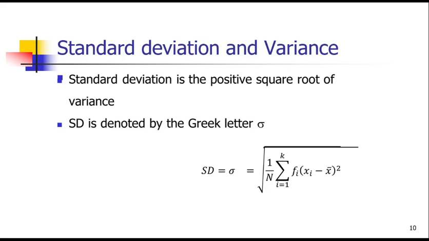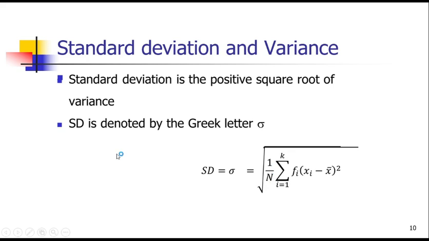Standard deviation is denoted by the Greek letter sigma, and here is the formula: it equals 1 by n, where n is the total frequency, multiplied by the summation of frequencies multiplied by the square of the deviation. The deviation of the mid xi from the mean, xi minus x bar, is the deviation. So this is the square of the deviation multiplied by the corresponding frequency, summed over all, and everything divided by the total frequency. Then take the square root to get the standard deviation.